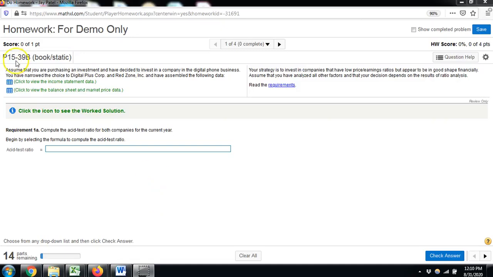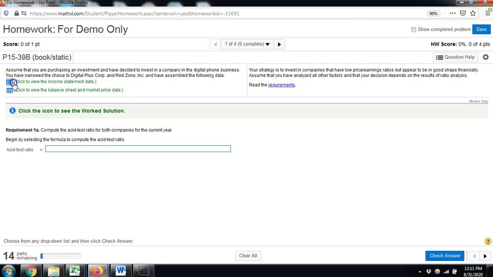So this is problem P15-39B. Basically, we're going to be comparing two companies to determine which one is a better investment. So it's going to ask us to compute a bunch of different ratios that we've learned. So we'll go through those, and then at the end we'll figure out which one was the best investment to make based on the things we're optimizing for.